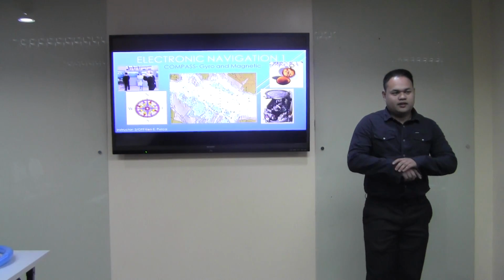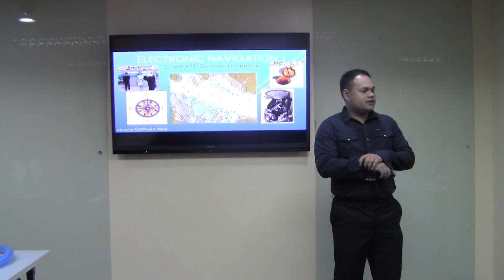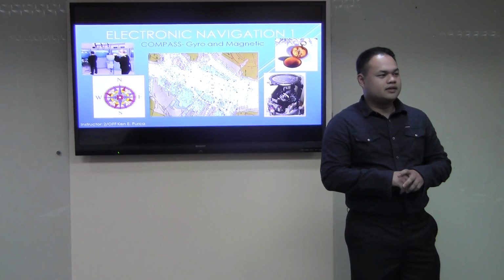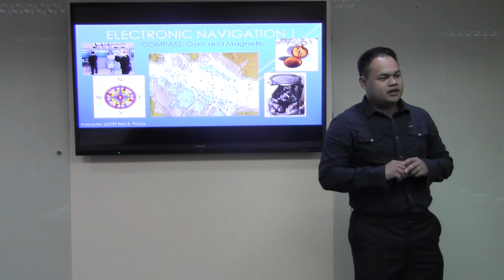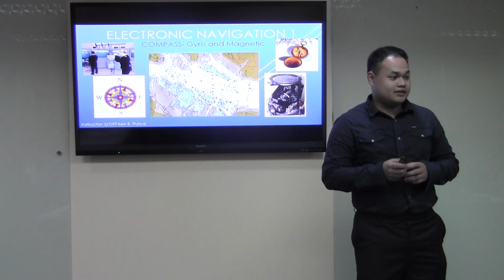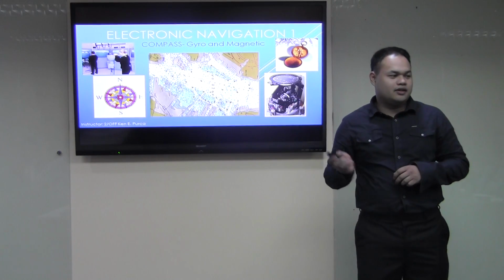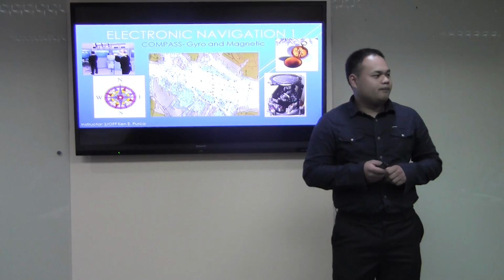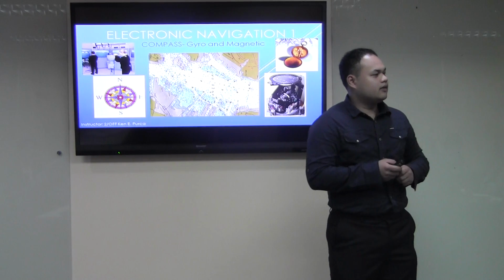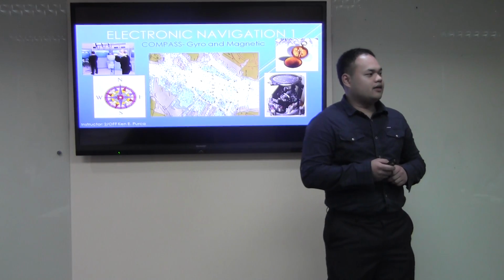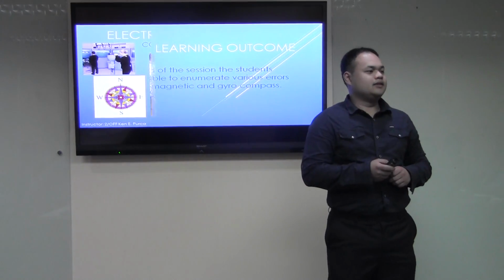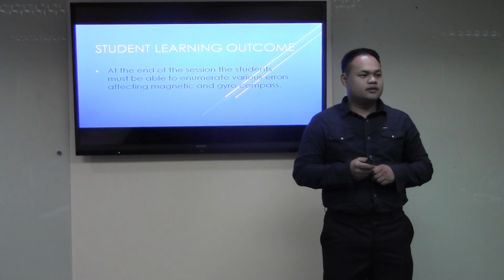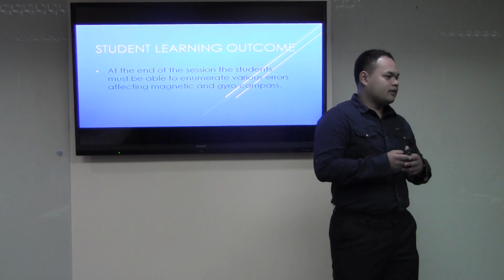To start with, let me ask you a question. What do you think is the importance of why we need to know the errors of a compass? Did everybody see a compass? Yes. It's a very simple tool. It's not only used at sea, but it's widely used even on land. To identify the right directions, we need to get the error. What else? Deviation. We need to check the deviation of the compass.